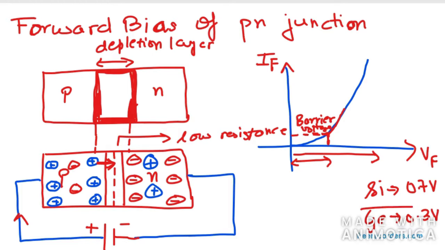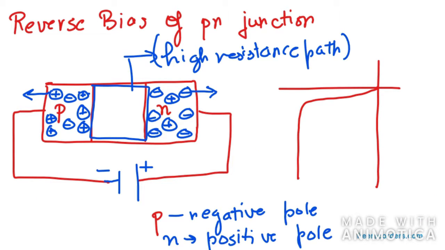So in this case, you need to provide germanium with 0.3 volt and silicon with 0.7 volt. As soon as they pass through this potential difference, the current will start flowing very quickly. So this is how the forward bias of PN junction works. Now in the second case, reverse bias of PN junction. In this case, we have a high resistance path.